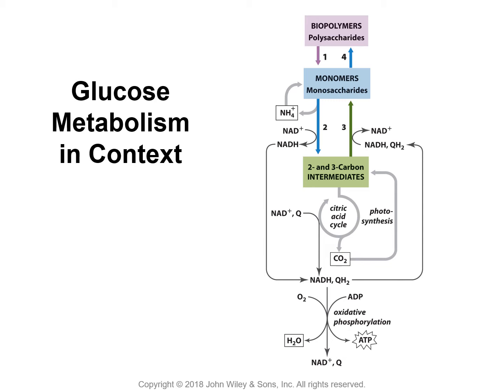gluconeogenesis is the pathway for the synthesis of glucose from smaller precursors. Glucose can then be reincorporated into glycogen, and then the conversion of glucose to ribose is a component of the nucleotides, and that is not shown in the diagram.